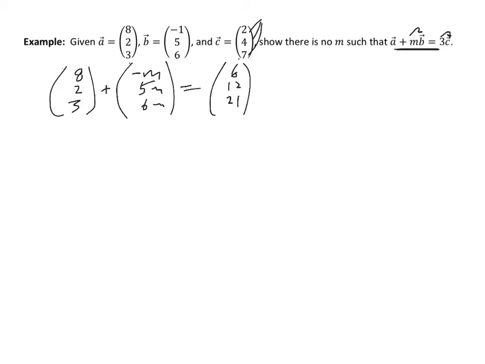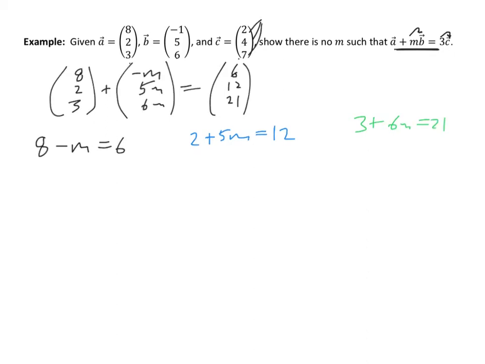Next, now that we've got this vector equation, I can set the components equal to one another. I'm going to have 8 minus m equals 6. And then my y coordinates tell me that 2 plus 5m equals 12. And finally, my z coordinates tell me that 3 plus 6m is going to have to be 21.